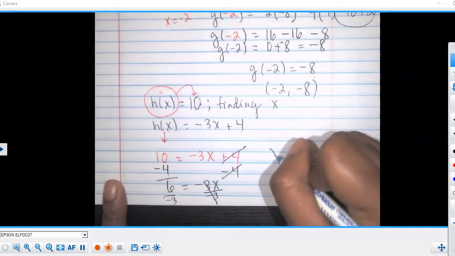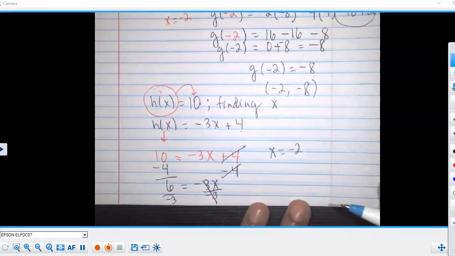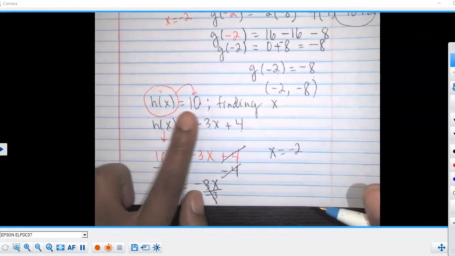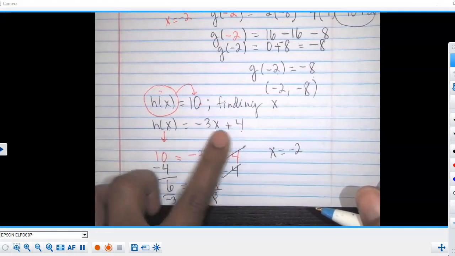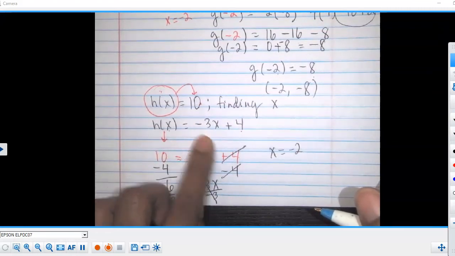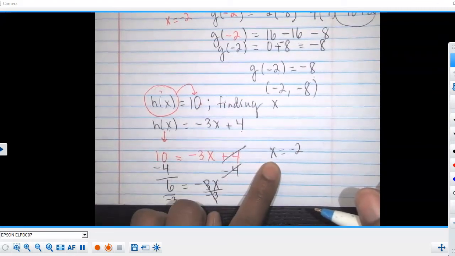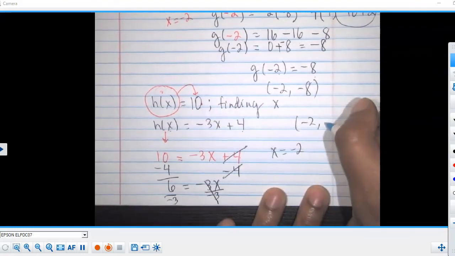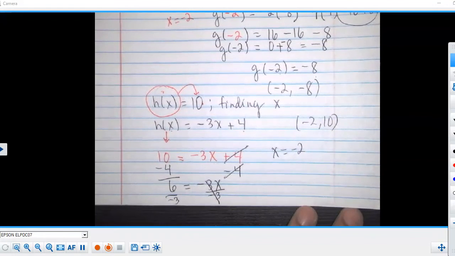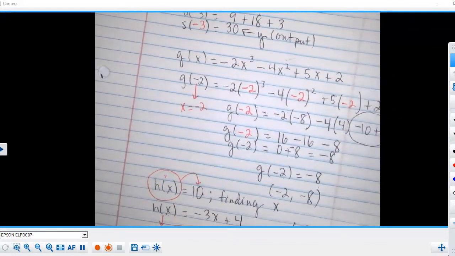And so x is -2. So what are we saying? We're saying that if the output was a 10 for the h function, and this is the h function they give me, then my x that should have been inputted to get out that 10 is a -2. And so -2 comma 10. That's easy. I'm going to do another one.